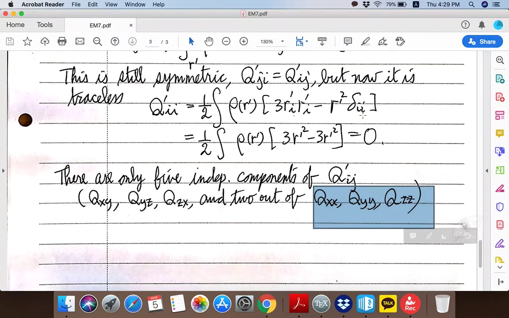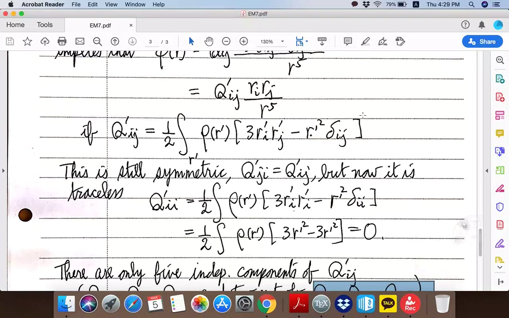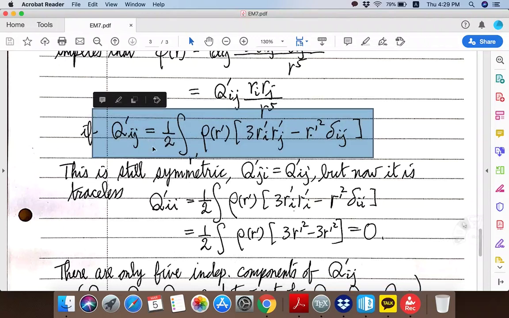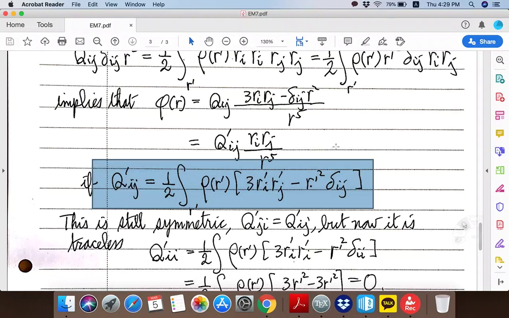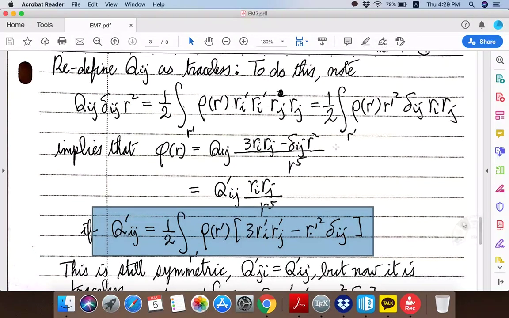And perhaps for that reason, it's common to define this quantity as the quadrupole moment of an object rather than the previous definition that we had earlier.